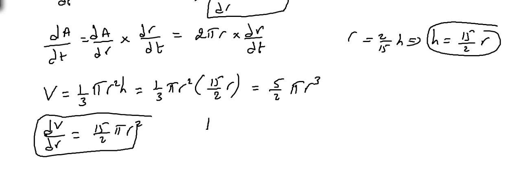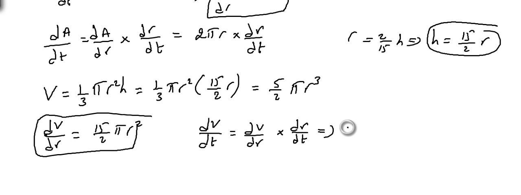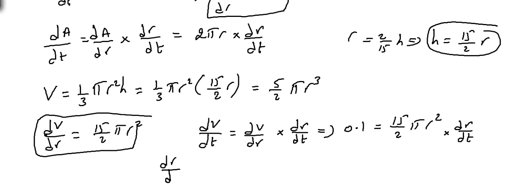Let's do a chain rule here again. dV to dt is equal to dV to dr, I just found it, times dr dt. dV over dt, we have it from the beginning of this exercise. It's given as 0.1, right? It's 0.1 centimeter cubed per second. dV dr, I just found it as 15 over 2 pi r squared. Now I need to find dr to dt. What is dr to dt? dr to dt will be equal to 0.1 over 15 over 2 pi r squared.